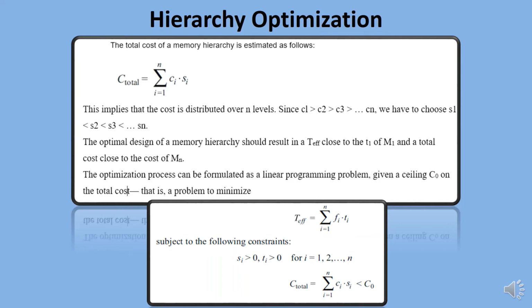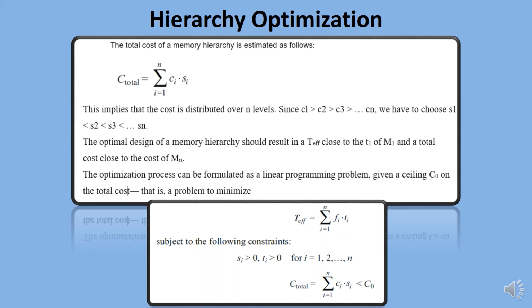The optimal design of a memory hierarchy should result in a T effective close to T1 of M1 and a total cost close to the cost of Mn. In reality, this is difficult to achieve due to the trade-offs among n levels. The optimization process can be formulated as a linear programming problem.